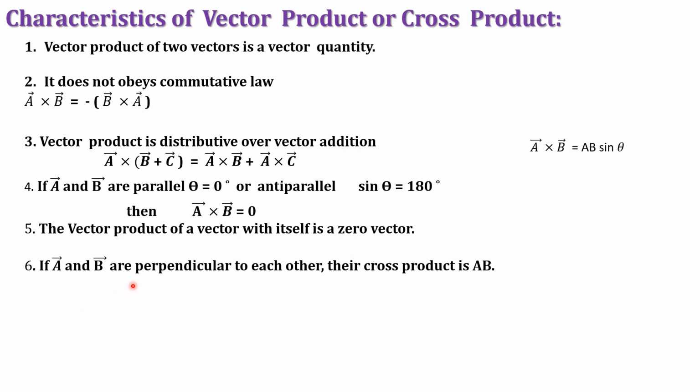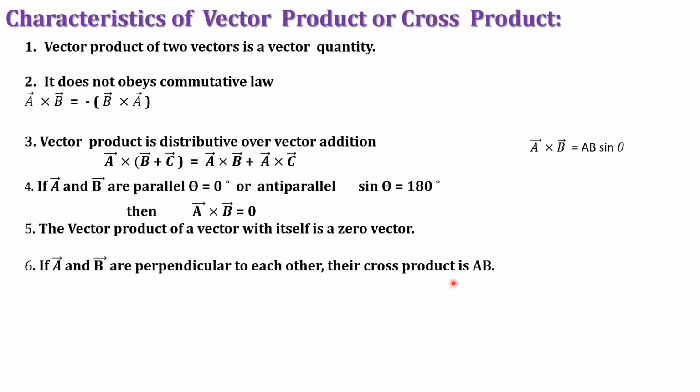If vectors A and B are perpendicular to each other, then what is the cross product? The cross product is AB, its magnitude only. Now, if both vectors are perpendicular, what is the angle theta? Theta is 90 degrees. And what is sine 90? 1. Therefore, vector A cross B is equal to AB sine 90, so simply we get AB.